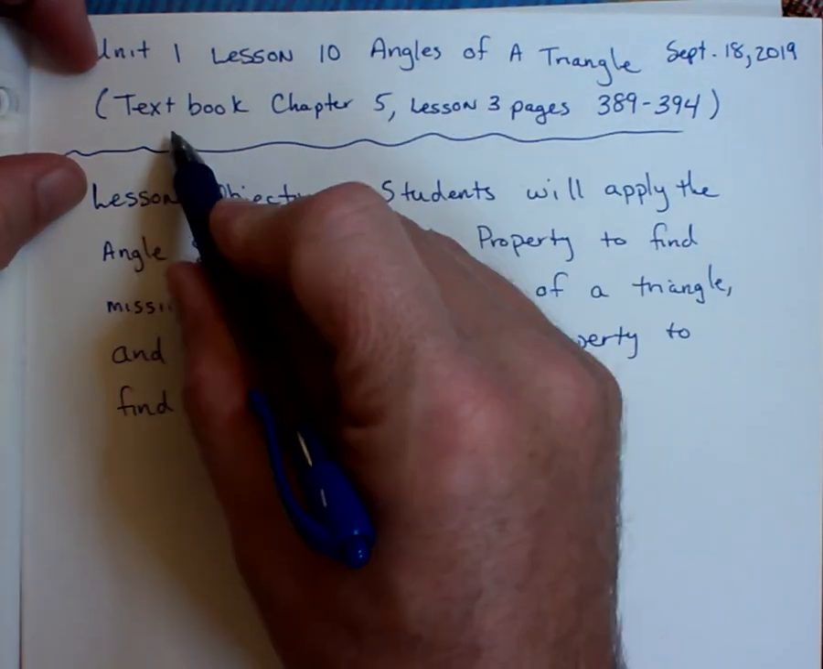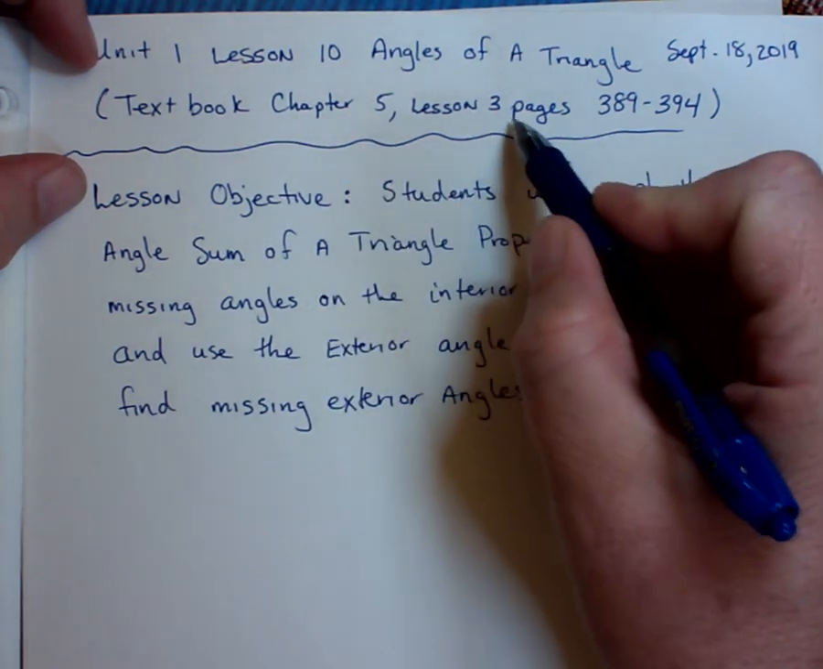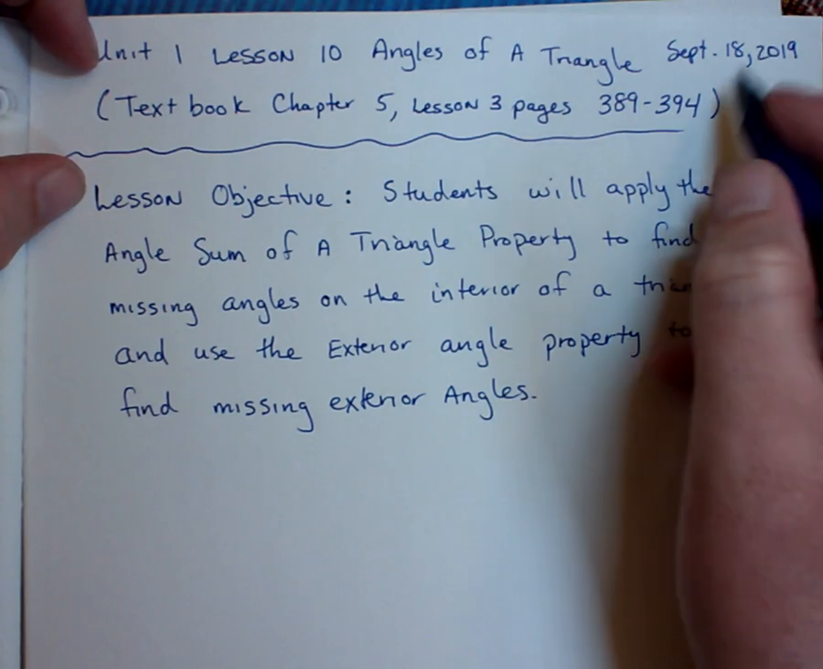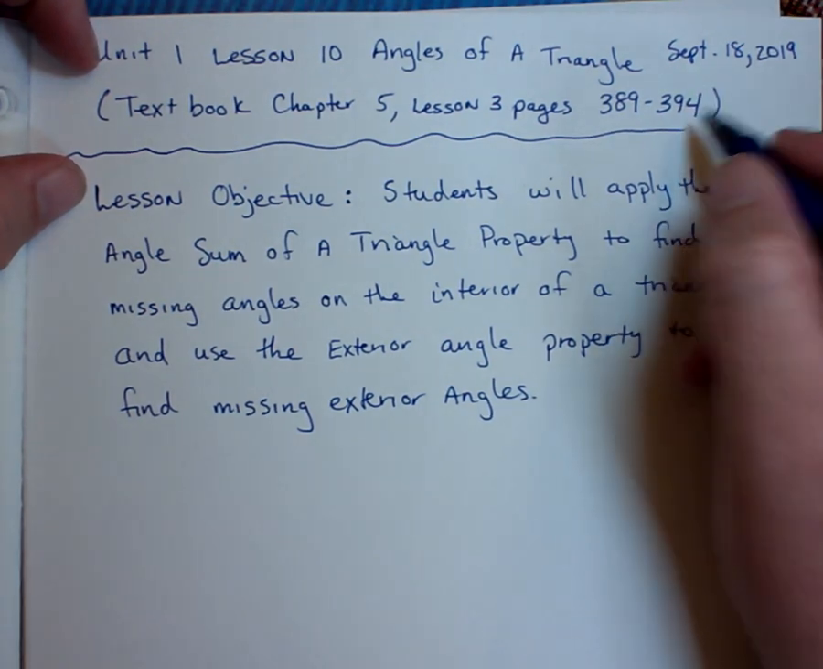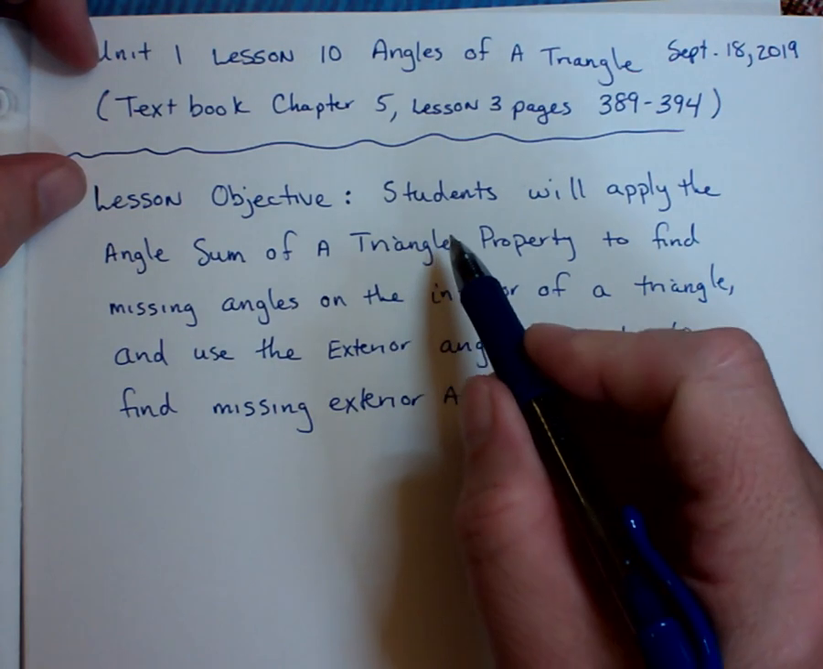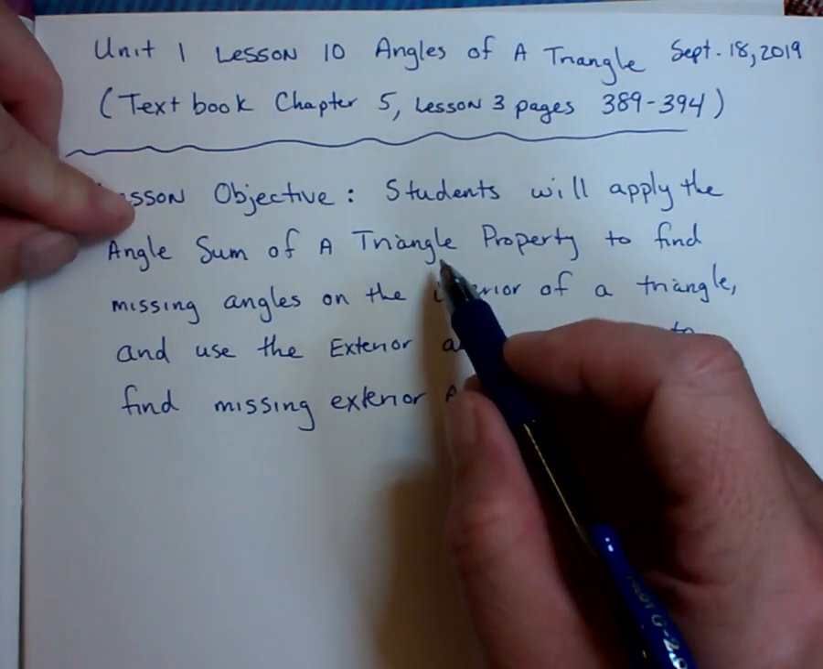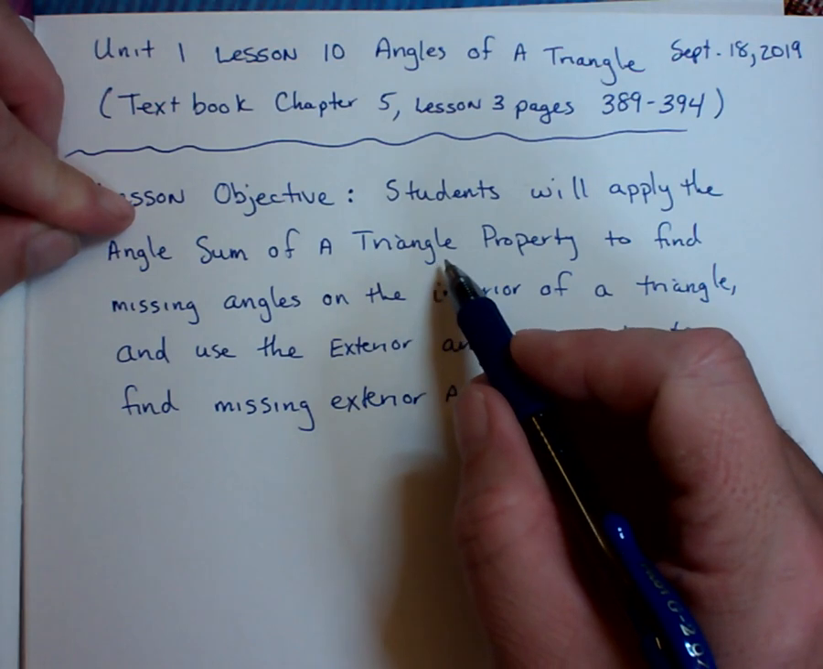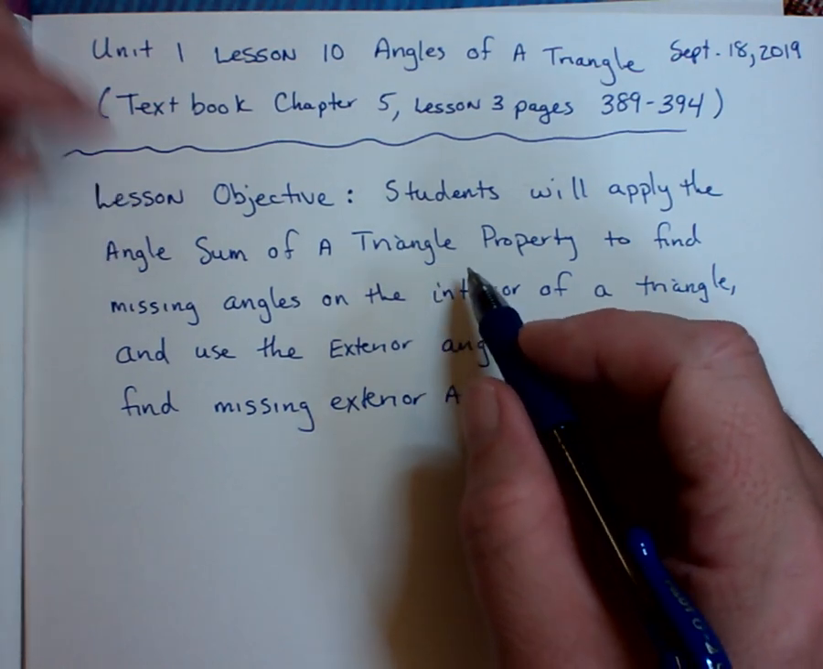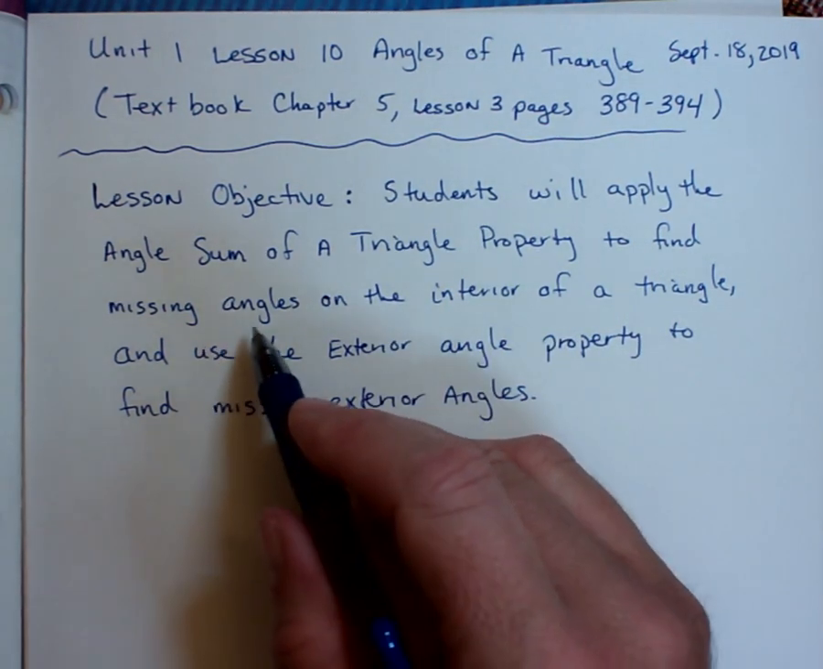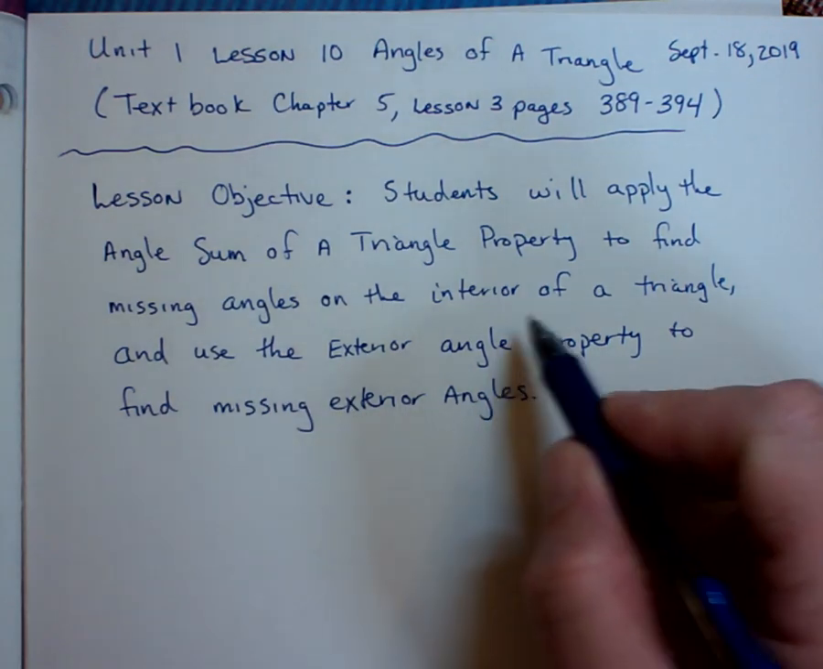So in your textbook, you should have it open to Chapter 5, Lesson 3. That starts on page 389 to 394 through the independent practice. And our objective today, you're going to apply what we call the angle sum of a triangle. A triangle inside forms three angles, and those three angles always add up to 180 degrees. So we're going to look at and hopefully apply here the missing angles on the interior of a triangle.